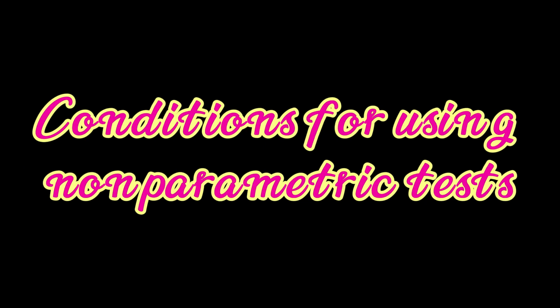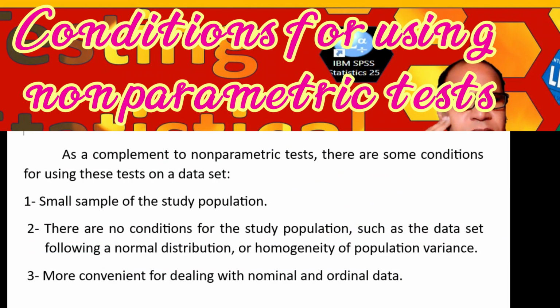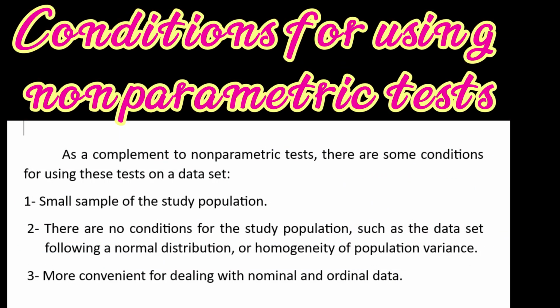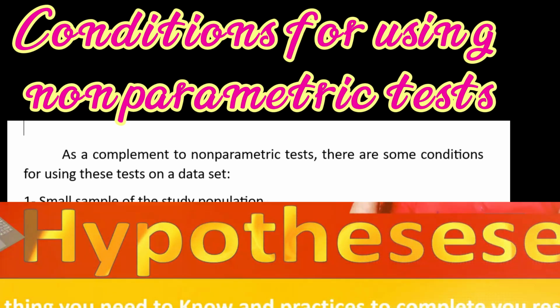Conditions for using non-parametric tests as a complement to parametric tests. There are some conditions for using these tests on a dataset. 1. A small sample of the study population. 2. There are no conditions for the study population, such as the dataset following a normal distribution or homogeneity of population variance. 3. More convenient for dealing with nominal and ordinal data.